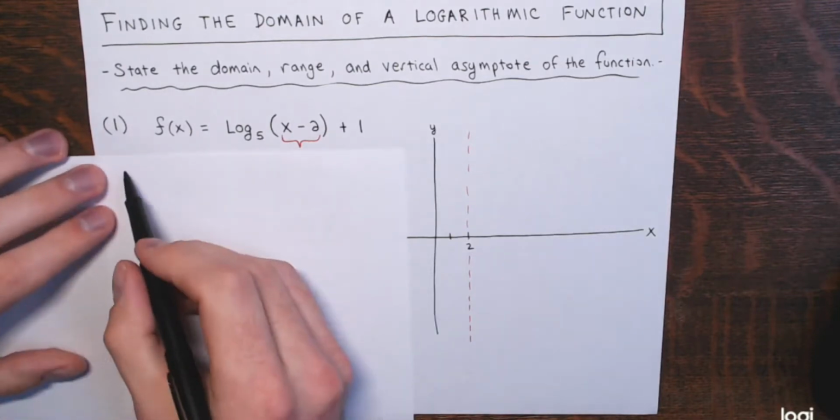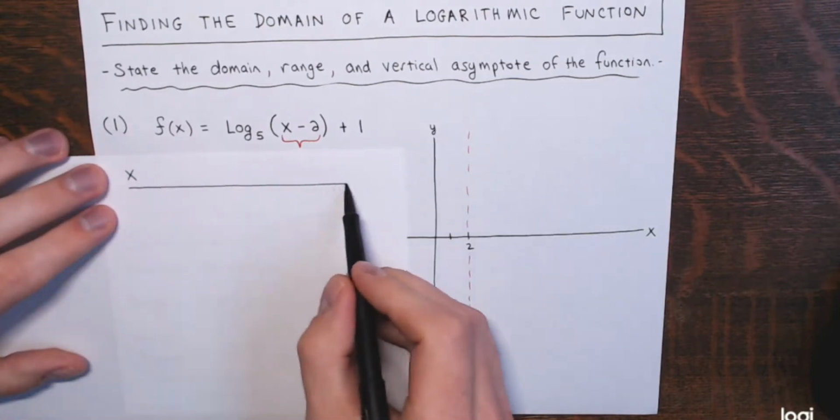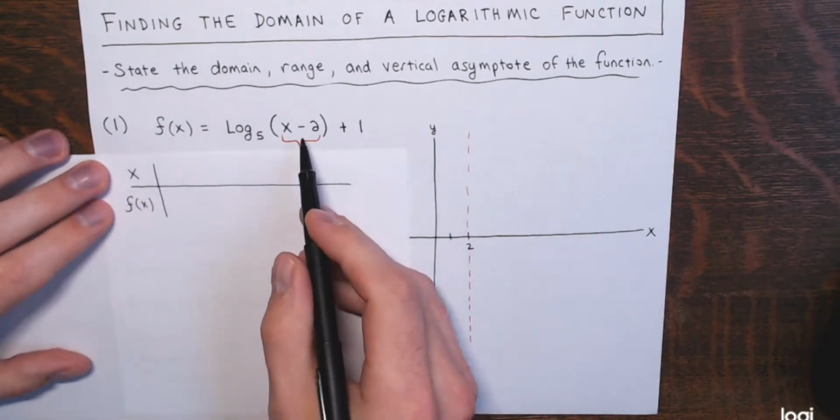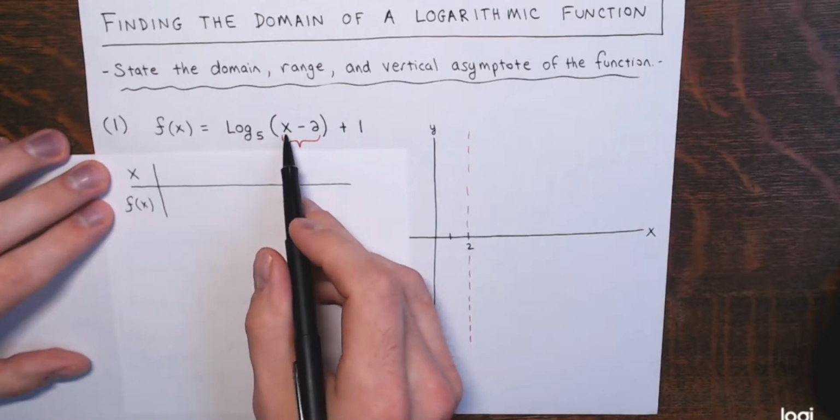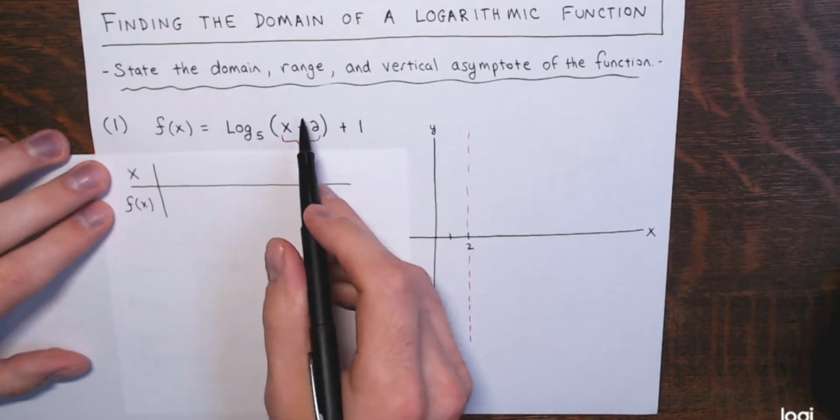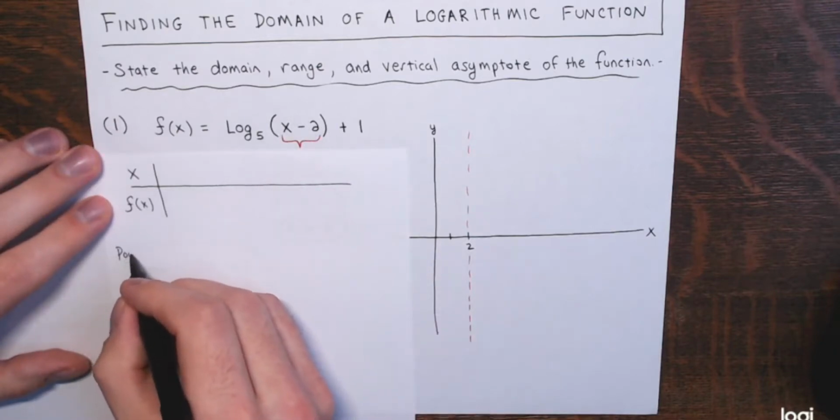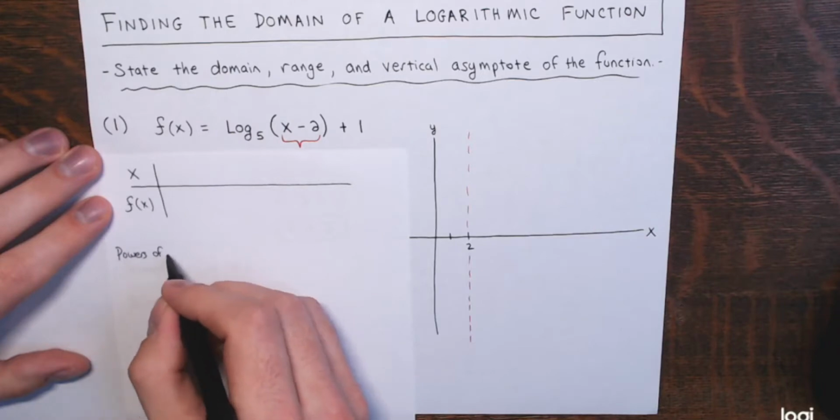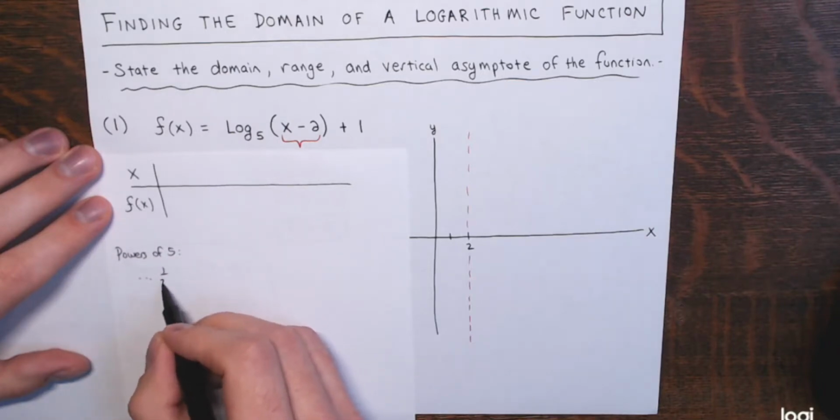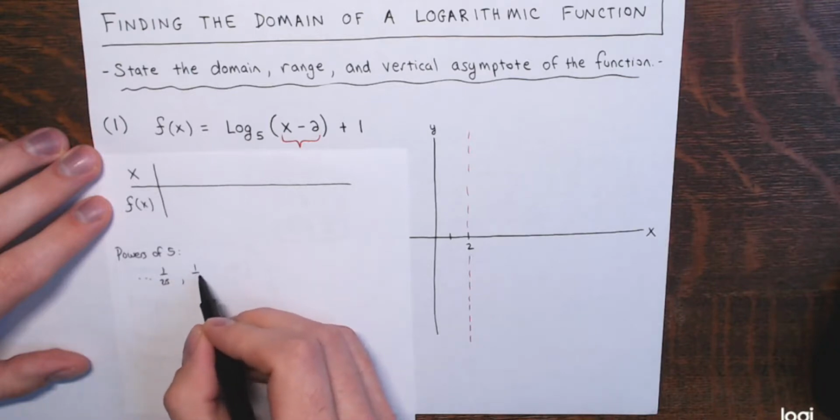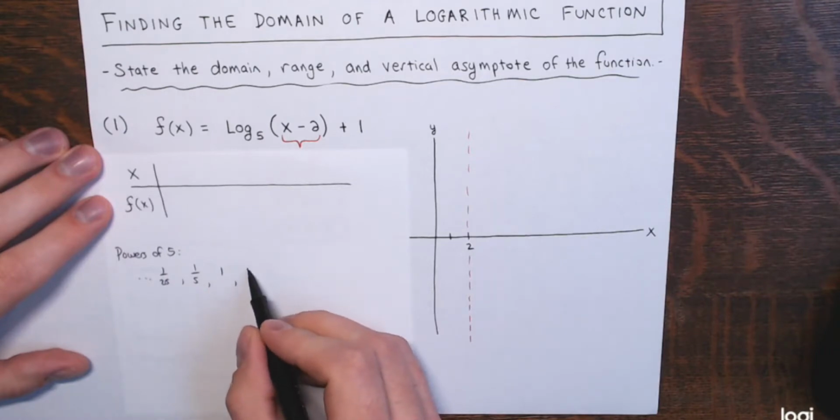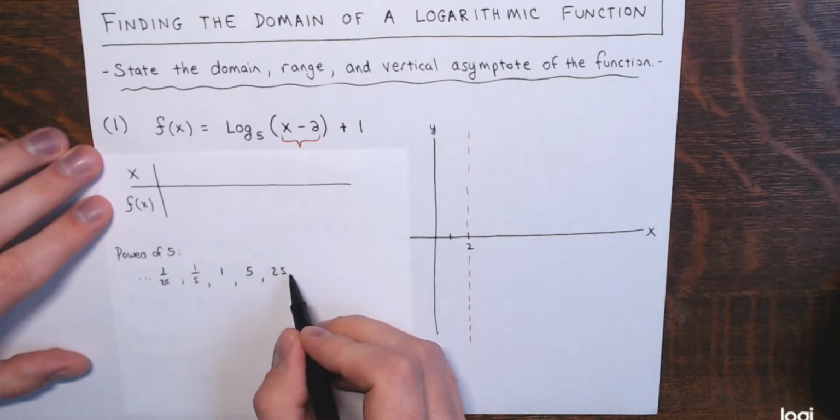So x, f of x. And again, I want to plug in values of x so that after I subtract 2, I get a power of 5 in here. Right here are the powers of 5, or not all the powers of 5, but I'm talking about dot dot dot, 1/25, that's 5 to the negative second, 1/5 is 5 to the negative first, 1 is 5 to the 0, 5 is 5 to the first, 25 is 5 to the second, and so on.